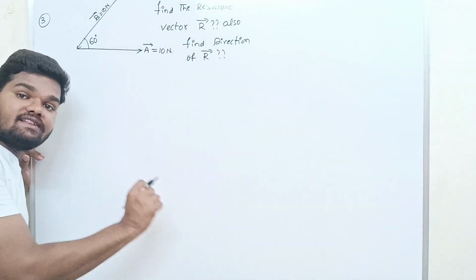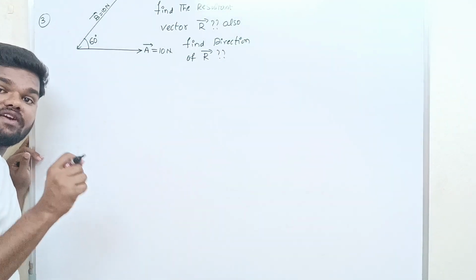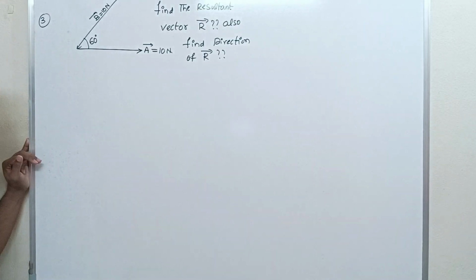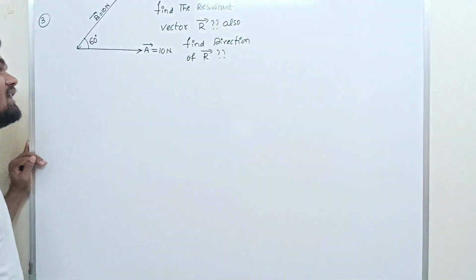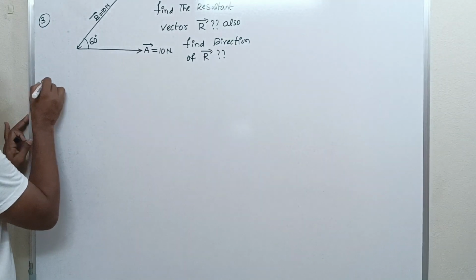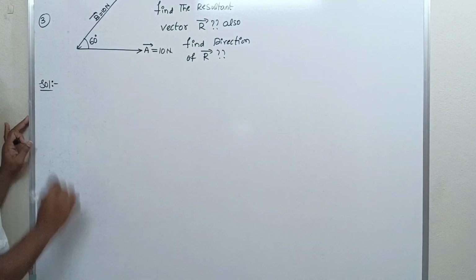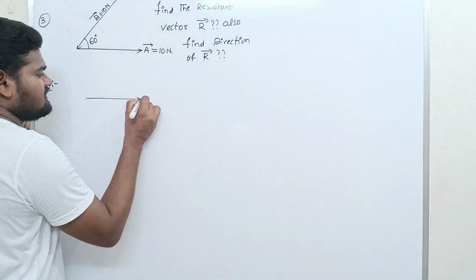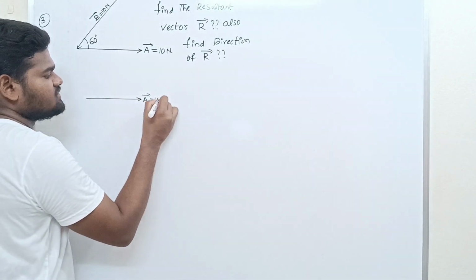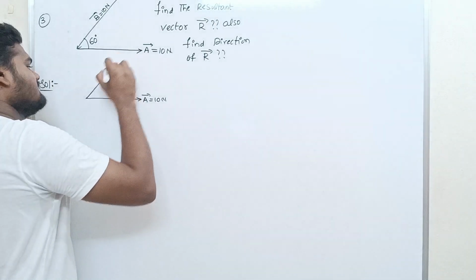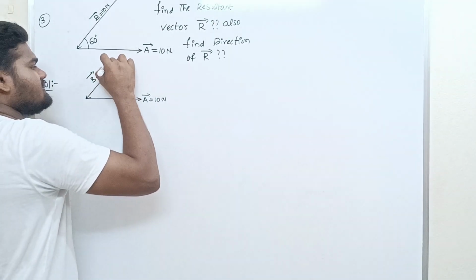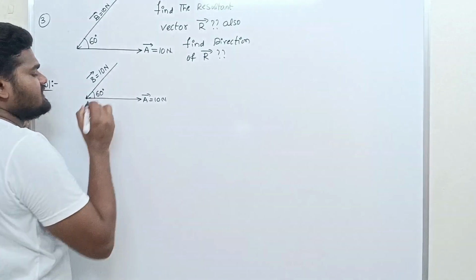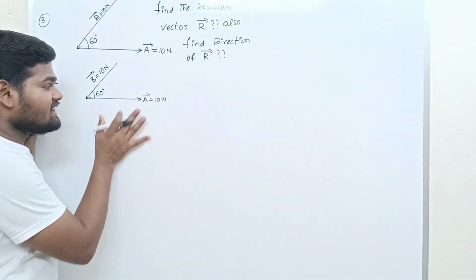So pause the video and try the solution. 3, 2, 1, go. Have a look, I'm going to solve it. Right, so what is given? This is the A bar vector and it is equal to 10 newtons. And this is the B bar vector and this is also equal to 10 newtons, and the angle between these two is how much? 60 degrees. Right? So this is the given question.